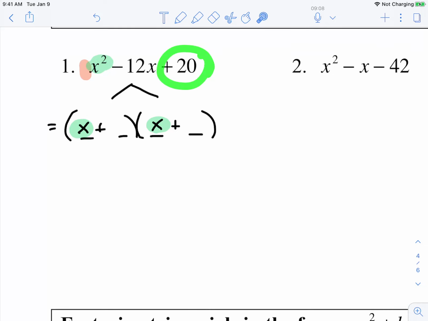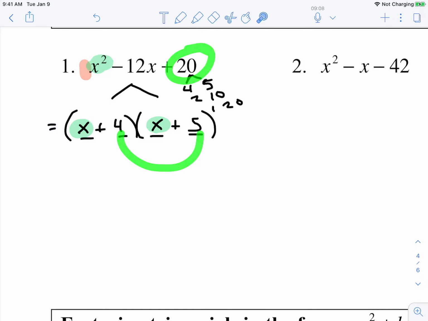But how do I get the 20? I get the 20 by taking the last term times the last term. This is my last term, so it's going to be a constant times a constant. So we think about all of the factors of 20: 2 and 10, 4 and 5, 1 and 20. These are all possible things that could go in those blanks. So I can put a 4 and a 5, and when I check it, 4 times 5 is 20, good.